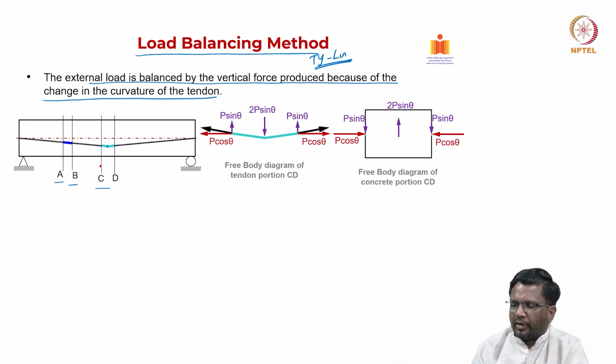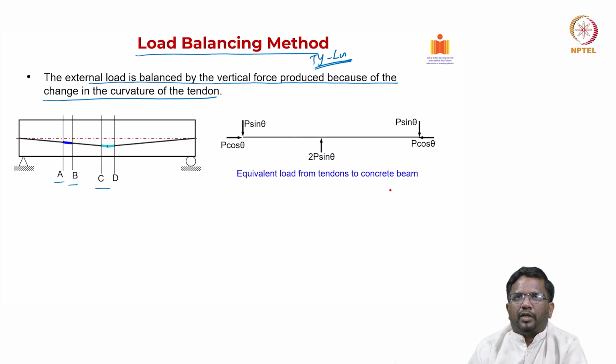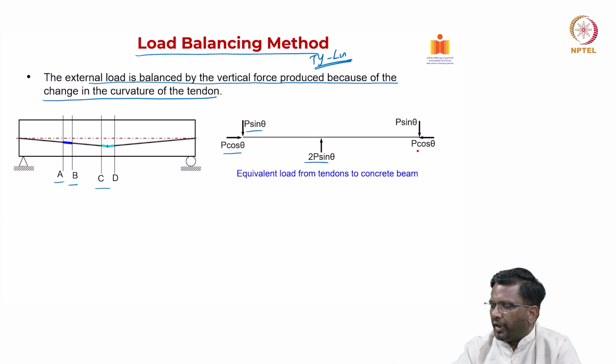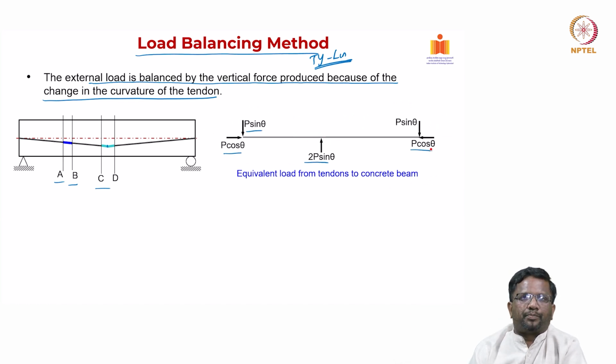If you look at this segment, you are going to have 2P sin theta acting on that element. If you assume this entire beam to be a linear element, a simple line, these are the net equivalent loads that are going to be acting on the concrete. So we looked at this.